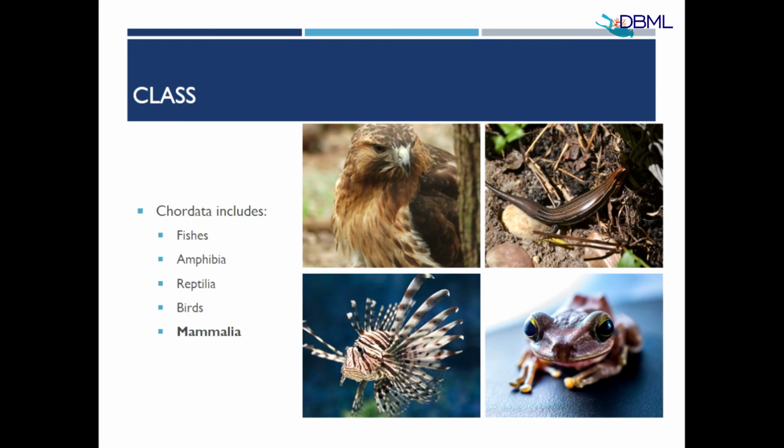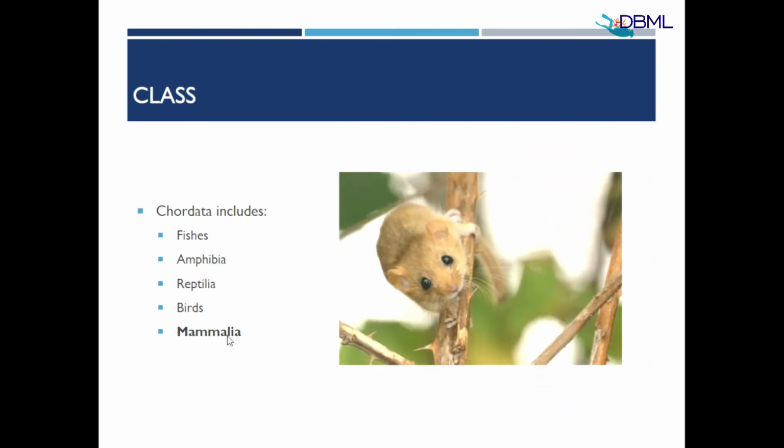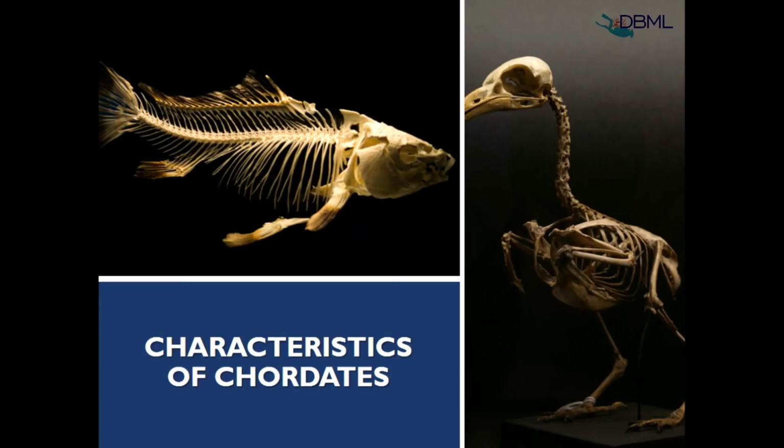And within Chordata, we can find the classes of fishes, amphibia, reptilia, birds or aves, and mammalia. And we'll be talking about some of the characteristics of these chordates.